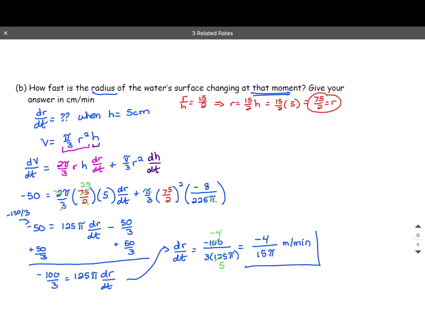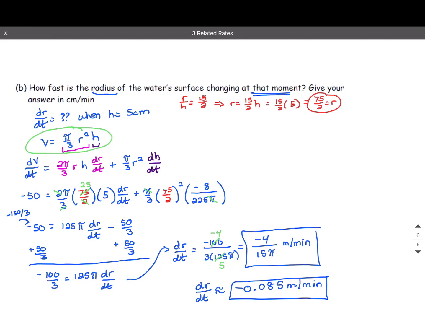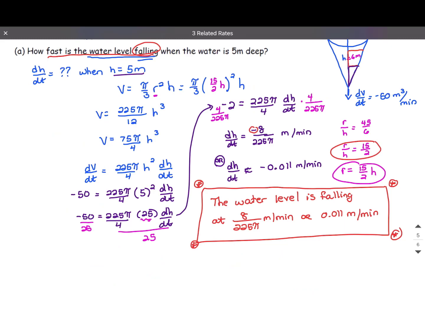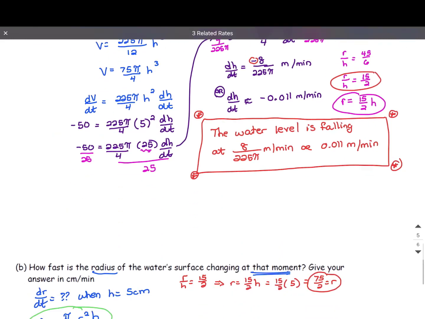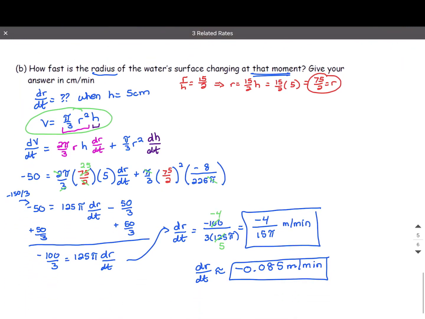So this is how fast the radius is changing. If you want to put it in your calculator, you can do that. It's approximately negative 0.085 meters per minute. Now, before we go, I want to say we did the derivative of this using the product rule. When we did this one in the last problem, we took the r out and replaced it with h. We could do the same thing in this problem.